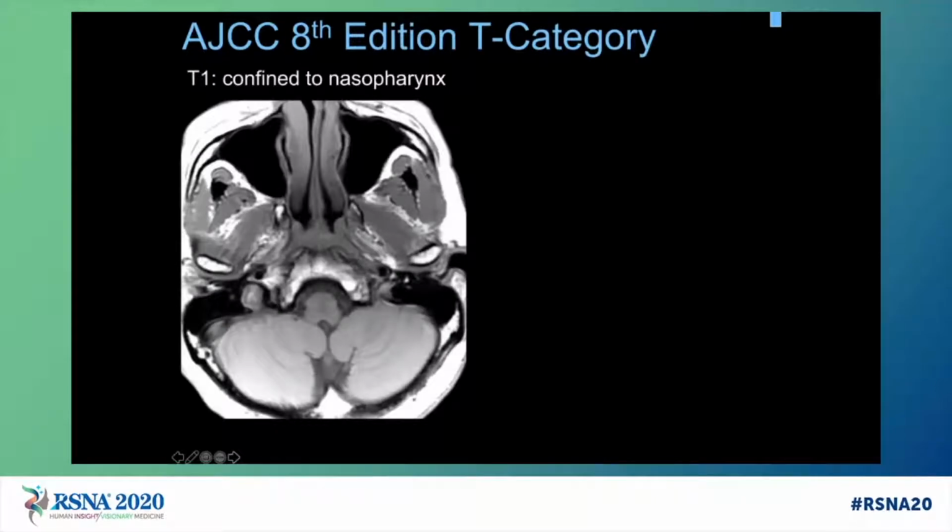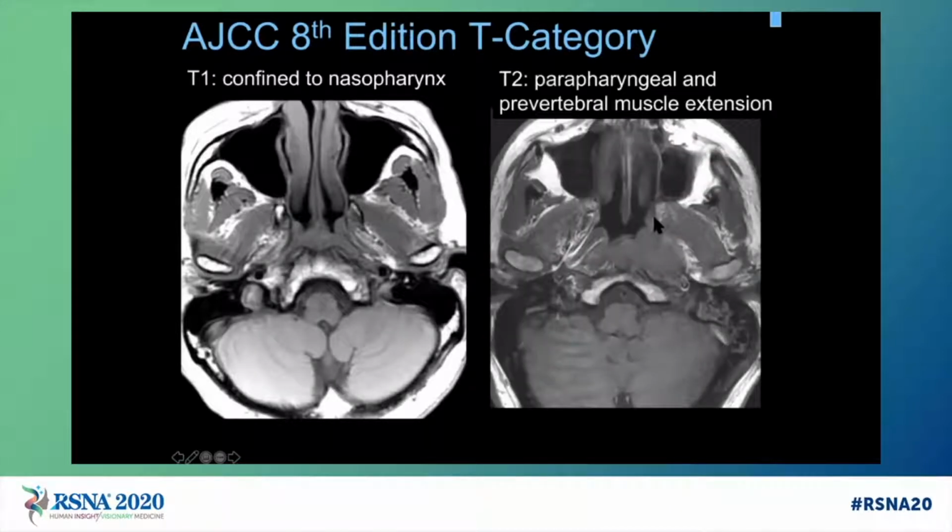With regard to the tumor categorization of nasopharyngeal carcinoma, we use the AJCC 8th edition. T1 tumors are confined to the nasopharynx. Here we see a soft tissue mass with no parapharyngeal extension, no prevertebral muscle involvement, and the middle layer of deep cervical fascia appears intact. This is a T1 tumor.